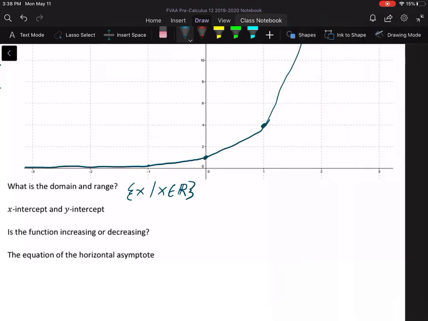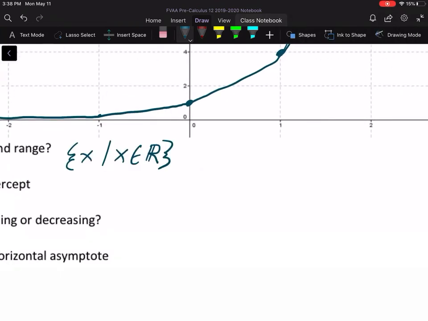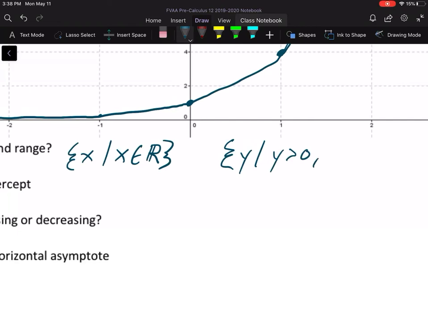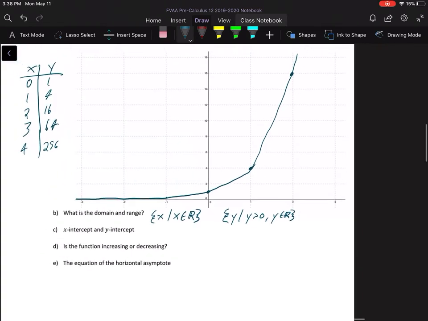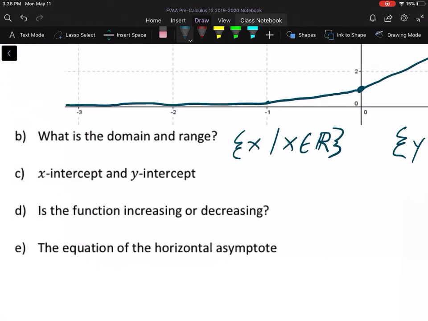And so here, for our range, y is greater than 0. It can approach 0, but it will never reach 0. But it's a solid line, so we're still dealing with all real numbers here. So that's my domain and range, and that's going to be a pretty common domain and range for all exponential functions.